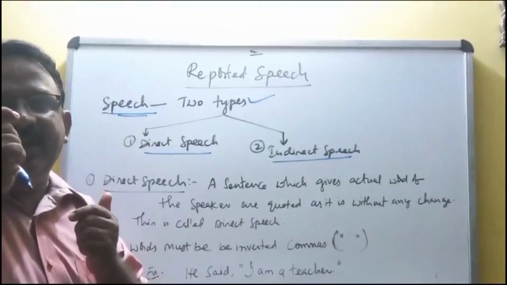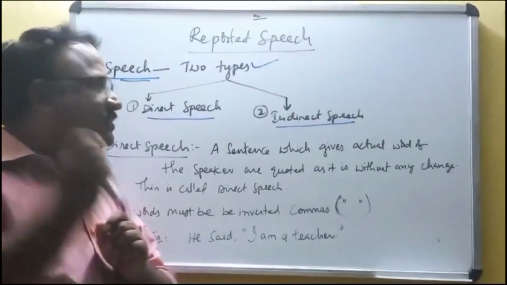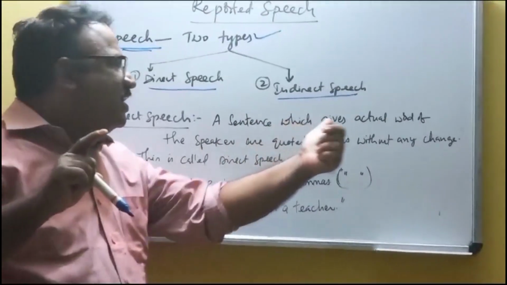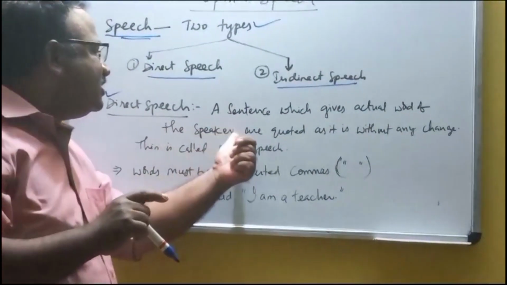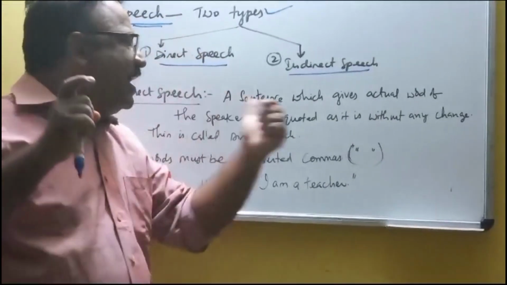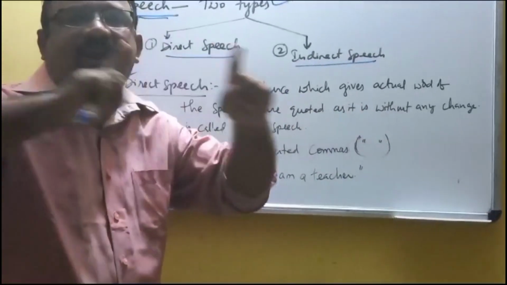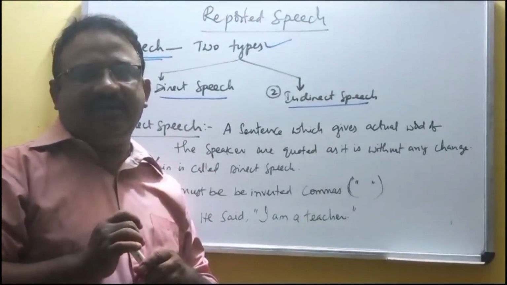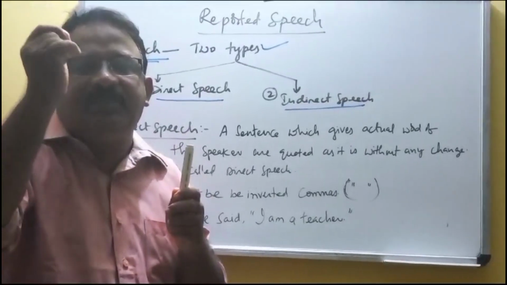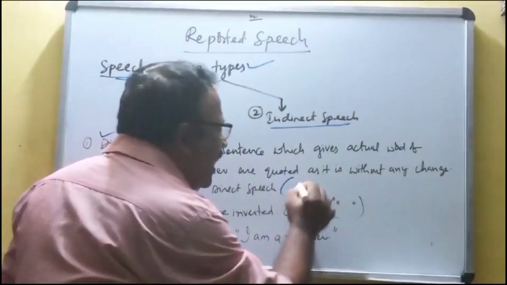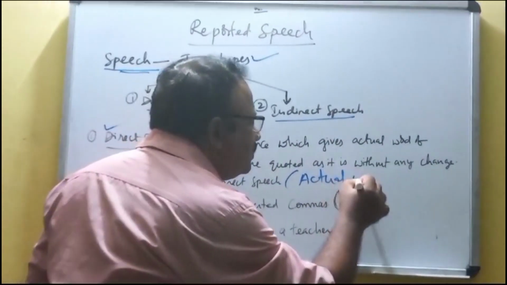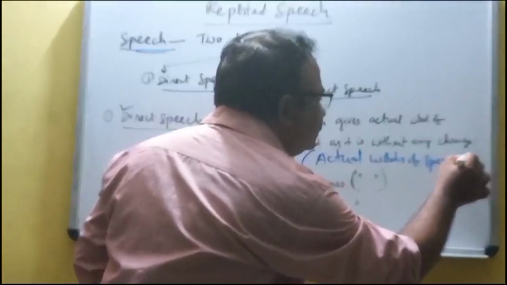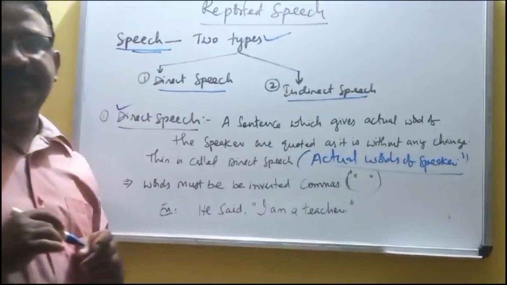Now what is direct speech? See, direct speech is a sentence which gives the actual words of the speaker, quoted as it is without any change. This is called direct speech. Simply you can say, actual words of the speaker. That is called direct speech.